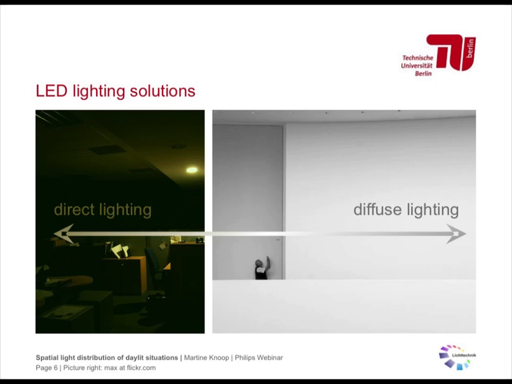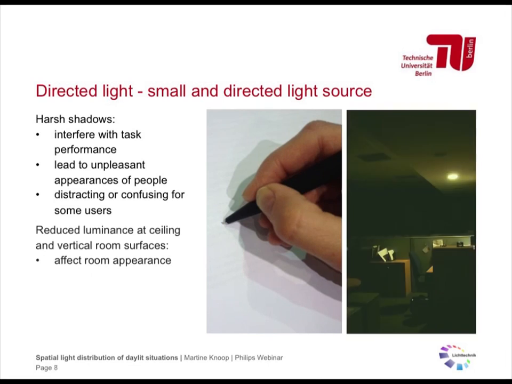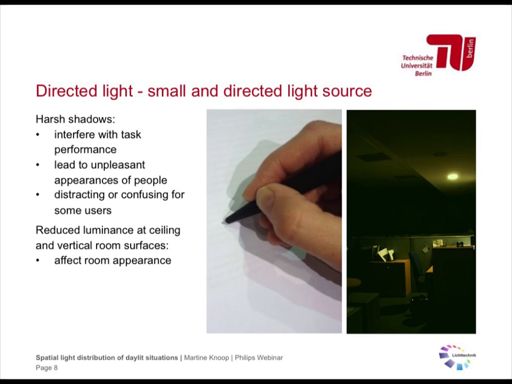Just to give you an impression of these quality of light aspects, very directed light from small light sources can cause very harsh shadows and multiple shadows. These shadows can impact our visual performance. It can lead to unpleasant appearances of faces of people, and it can be very distracting or confusing for some users, such as elderly and visually impaired people. We can also see that this directed lighting is something with which we can save a lot of energy, and I'll come back to that later in this webinar.